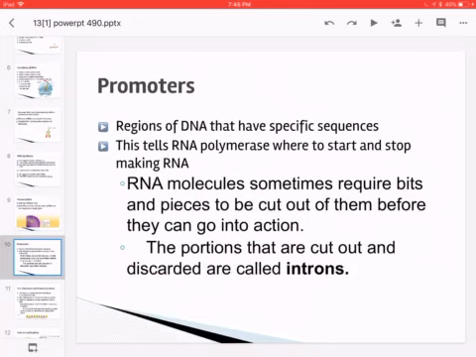making the protein. RNA molecules sometimes require bits and pieces to be cut out of them before we actually pick up those amino acids to make the protein. Those portions that we cut out and discard are called introns.